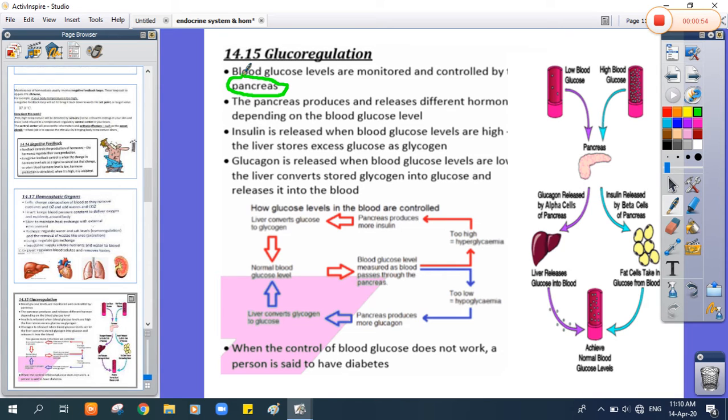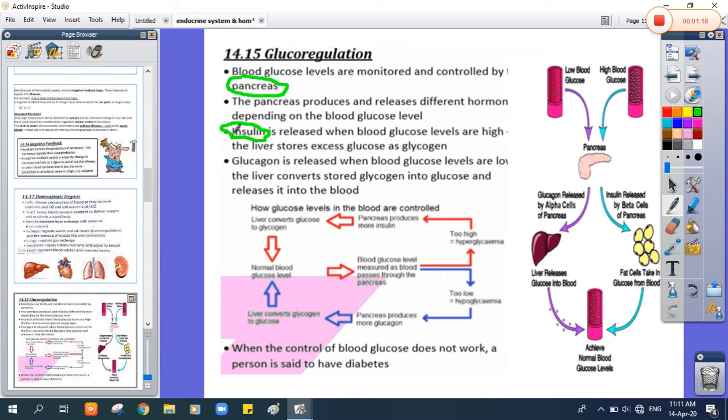How? It depends only on two important hormones. The first hormone is called insulin. What does the insulin do? When the insulin is released, the blood glucose level is reduced.